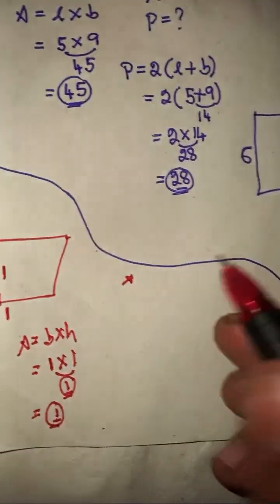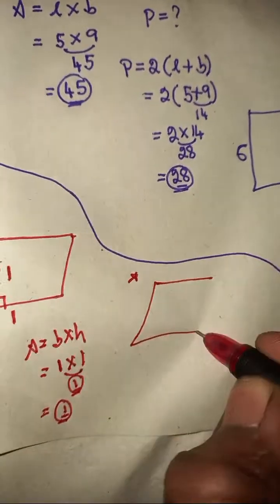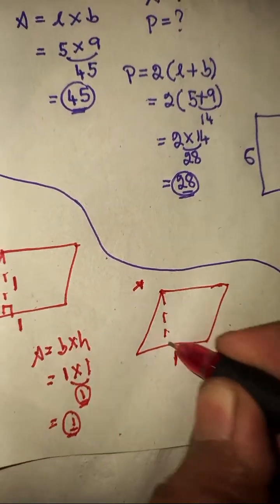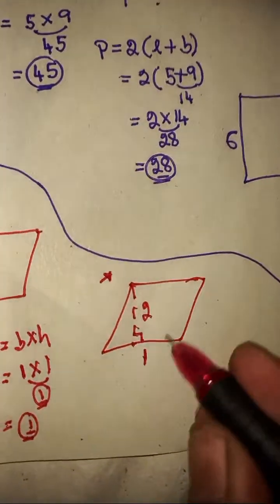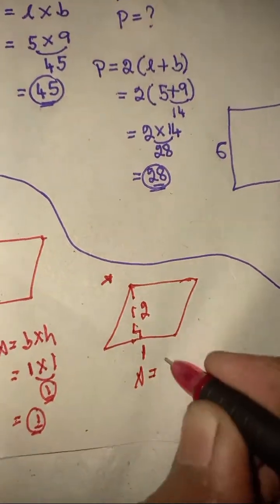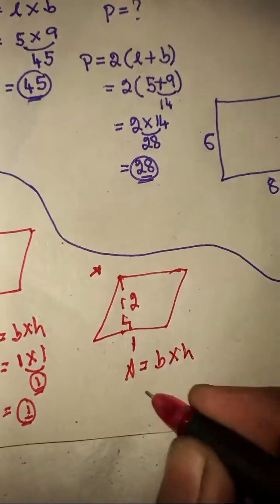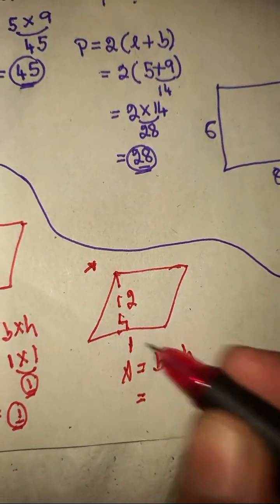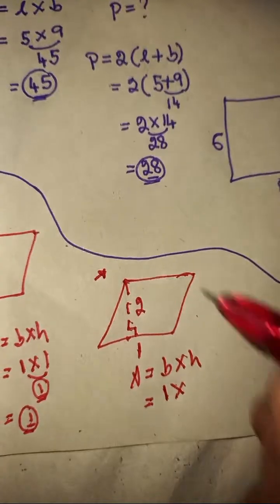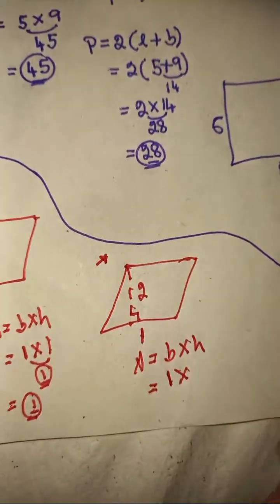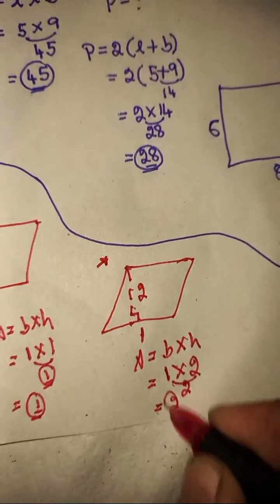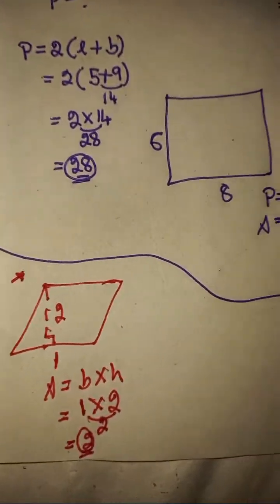Let's take another parallelogram. In this parallelogram, the base length is 1 unit, but the perpendicular height is 2 units. Here also you can find the area as base times perpendicular height. So the base length is 1 unit times the perpendicular height 2 units. 1 times 2 is 2 square units.